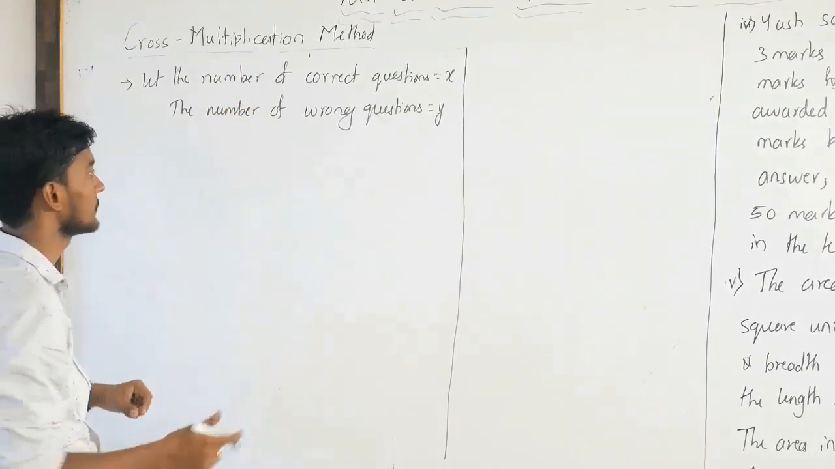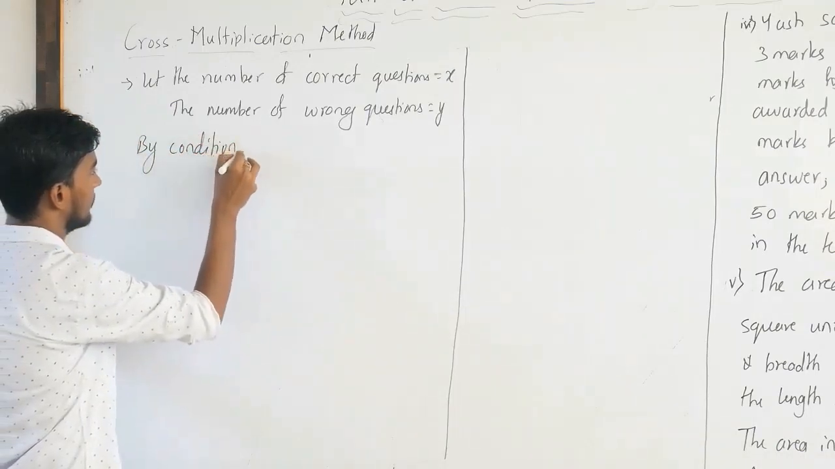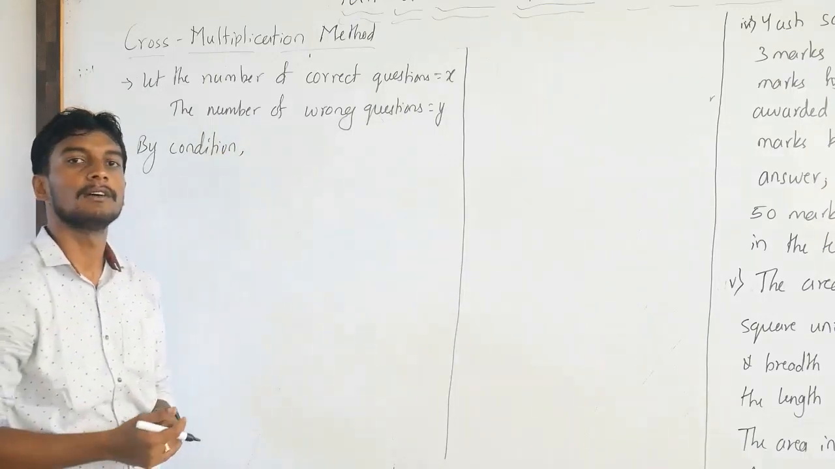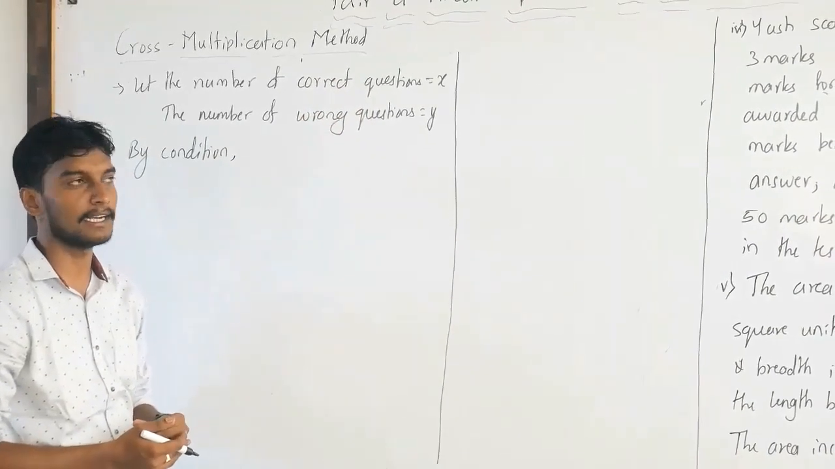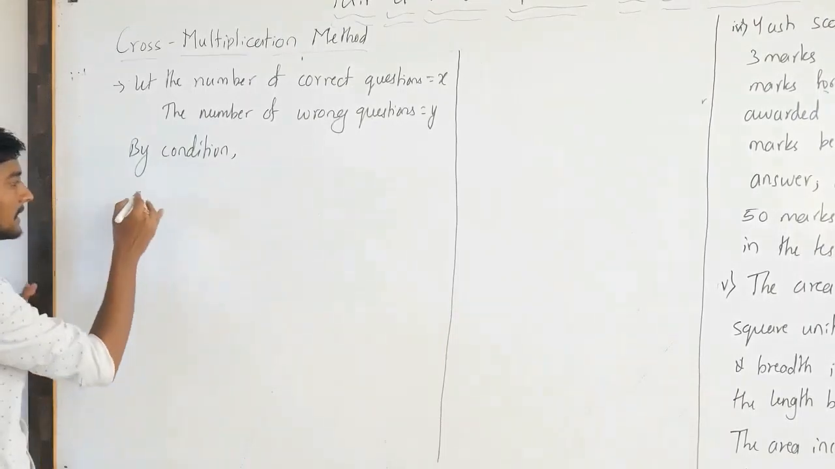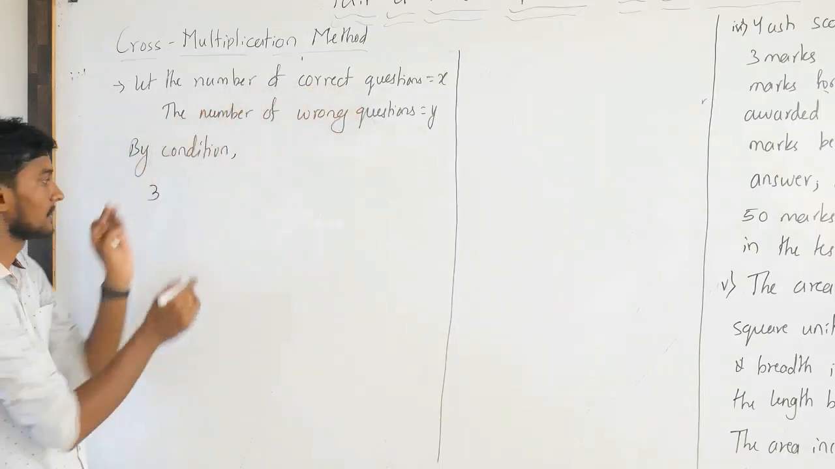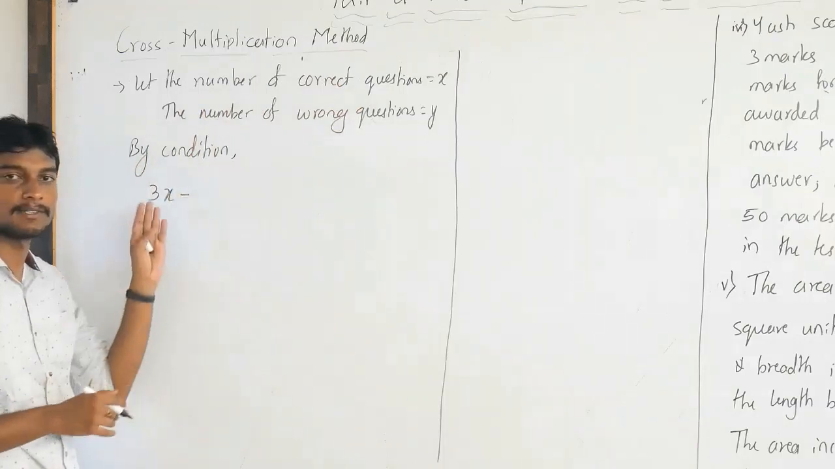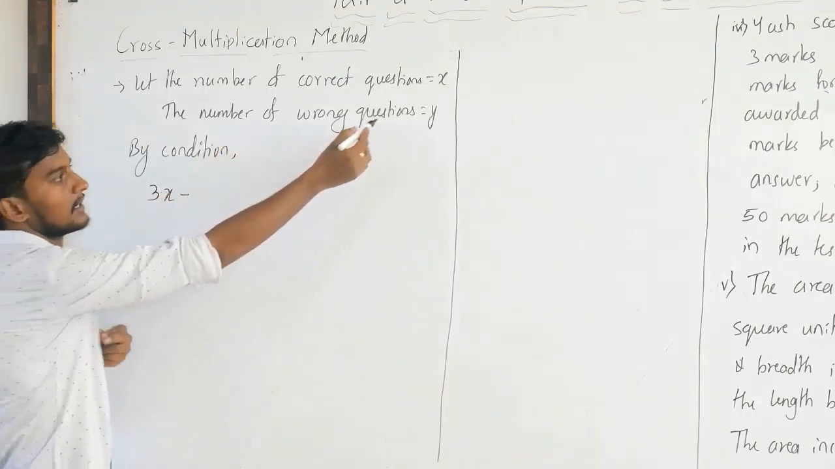So using the condition, you have to solve by condition. First condition is what? Yash scored 40 marks. In that 40 marks, they have given 3 marks for each correct answer and they have deducted 1 mark for each wrong answer. So they are giving 3 marks for a correct answer. How many correct answers are there? We don't know. We have taken it as x, so 3x. Deducting means if they are cutting the marks, we have to take minus. So minus. How many wrong questions are there?